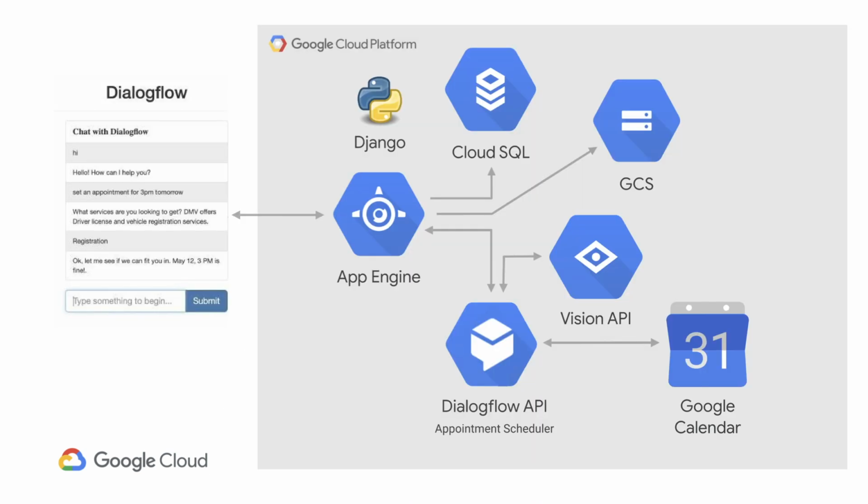I cannot wait to hear from you how you're applying this integration. Tell us all about your use case in the comments below. Today we learned how to create a custom Dialogflow frontend on App Engine using Django framework and integrated it with Vision API on the back end.